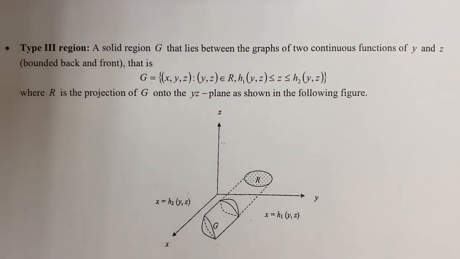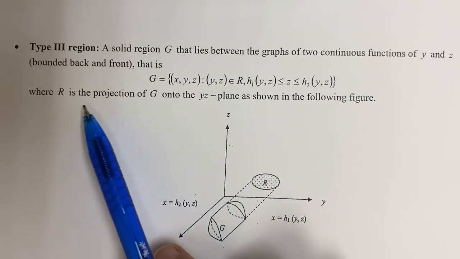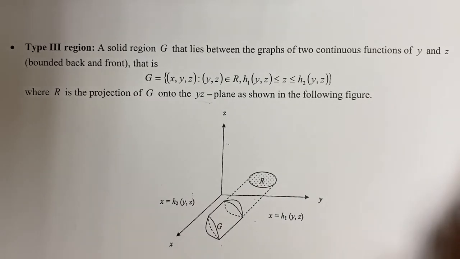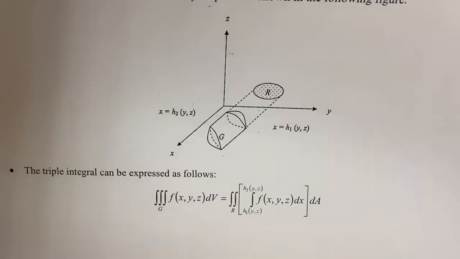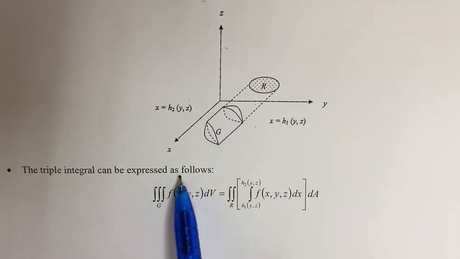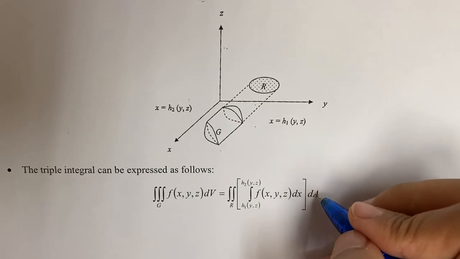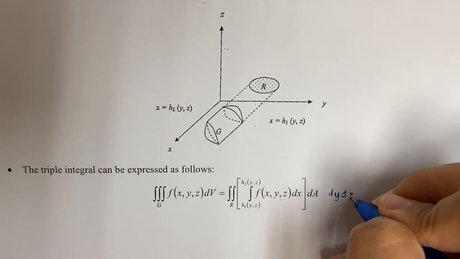The last type of region we have here is the type 3 region, which is a solid G that lies between the graphs of two continuous functions of y and z, bounded back and front. That is given by this domain G, and then R is the base, the projection of G onto the YZ plane. So basically in a type 3 region, the base is on the YZ plane as shown in this figure. The triple integral can be expressed as follows: integrate dx first, followed by dA. dA is either dy dz or dz dy.